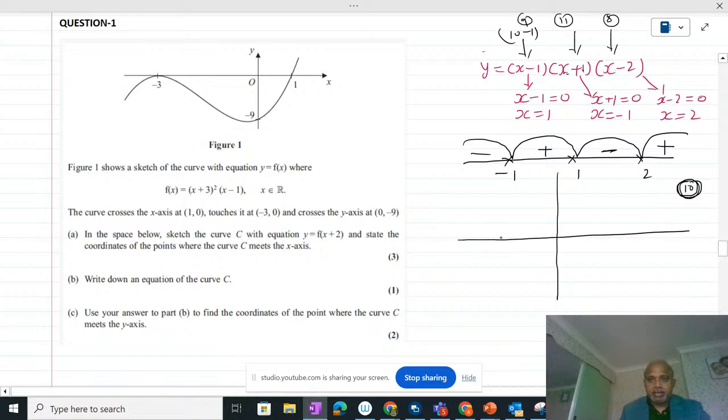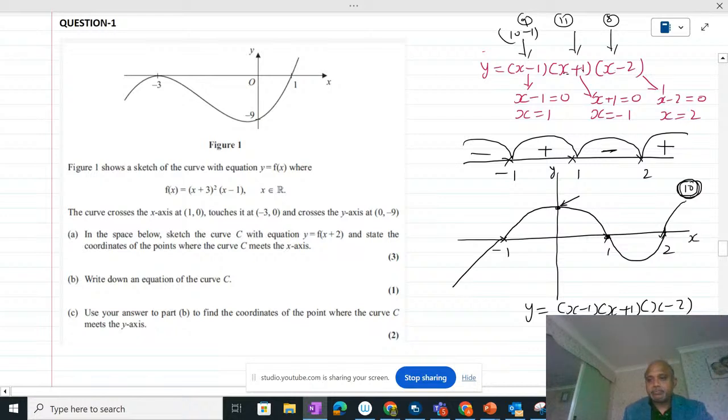So we can write down here minus 1, 1 and 2. After 2 it is positive, so it is starting from here. Between 2 and 1 it is negative. Between 1 and minus 1 it is positive again. And after minus 1, it is negative. The examiner wants to see the coordinates here, and we need to find these coordinates. You can see this is the y-axis, this is the x-axis. On the y-axis, x equal to 0. So our y is (x minus 1)(x plus 1)(x minus 2).